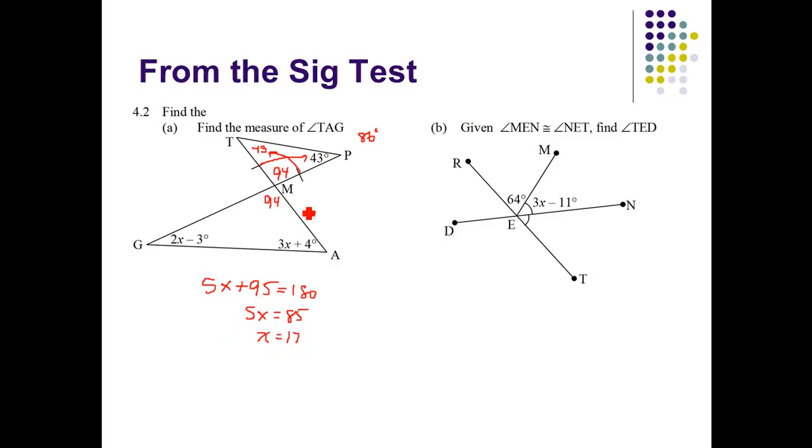Okay, again, we're going to answer our question. I need to find angle TAG. So angle TAG is equal to 3 times 17 plus 4. I just replaced the x. So that means that angle equals 55.